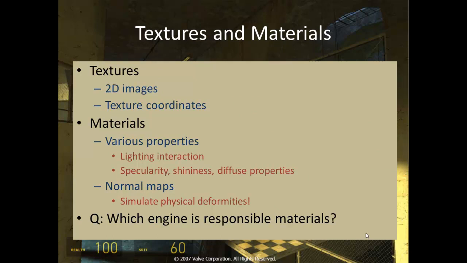What are textures and materials? Of course, textures are two-dimensional images. They require texture coordinates, such as UV coordinates. We talk about them intensively a bit later in this semester, and you can use any kind of two-dimensional graphics software package to create those images.